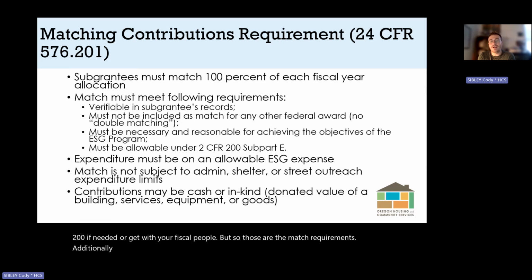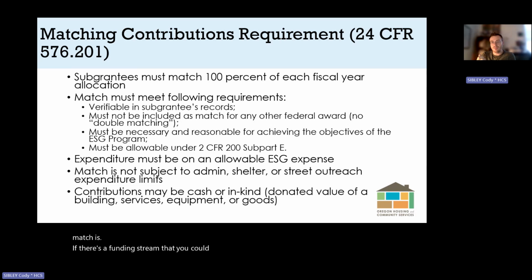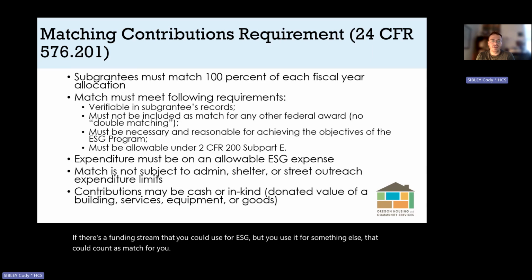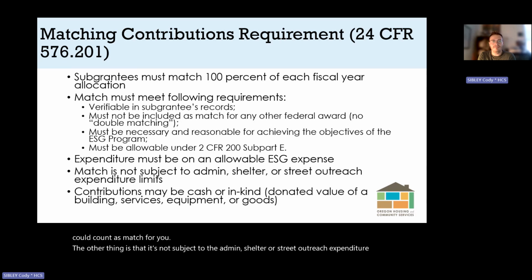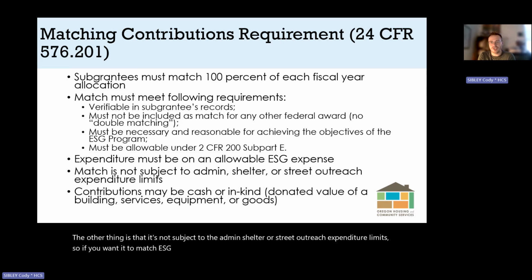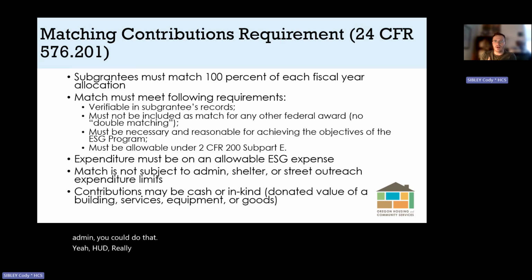Additionally, the expenditure must be on an allowable ESG expense. So a good rule of thumb for match is, if there's a funding stream that you could use for ESG, but you use it for something else, that could count as match for you. The other thing is that it's not subject to the admin, shelter, or street outreach expenditure limits. So if you wanted to match ESG with 100% shelter or 100% street outreach or like 30 or 40% admin, you could do that. Yeah, HUD really just wants to see that you are basically providing these services to your community.